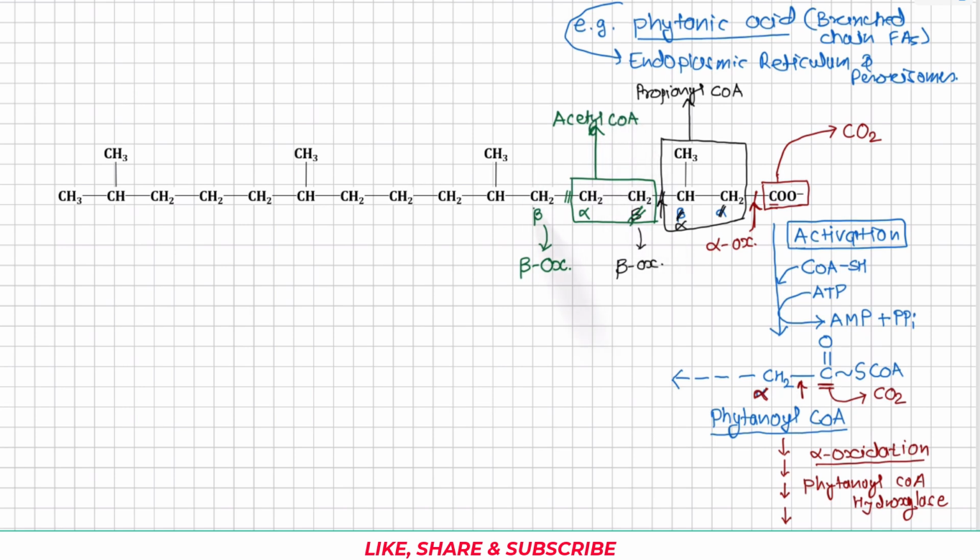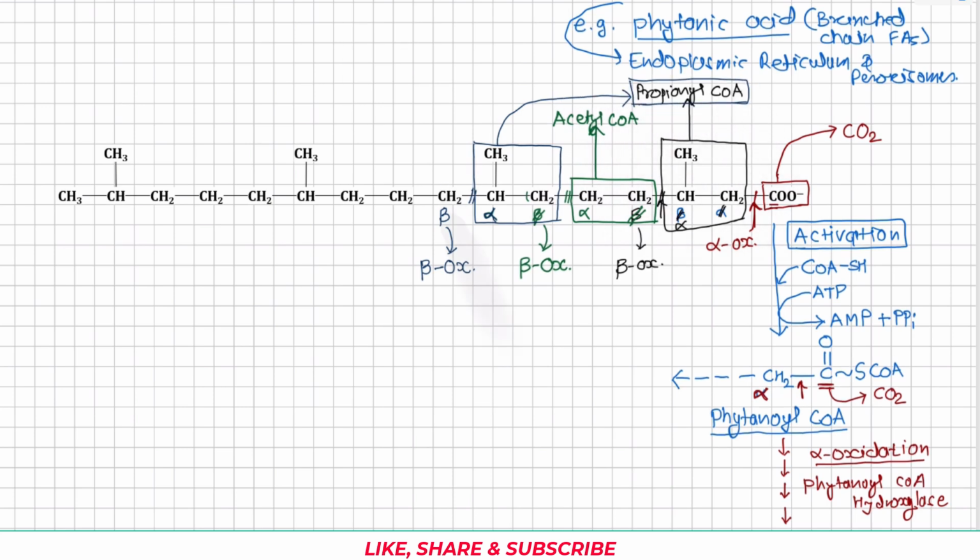So now this becomes the new terminal carbon, this becomes alpha and this becomes the beta carbon. Again, it is free from a methyl group. So one more beta oxidation takes place and this bond gets broken, releasing this 3 carbon compound. So it is released as propionyl coenzyme A.